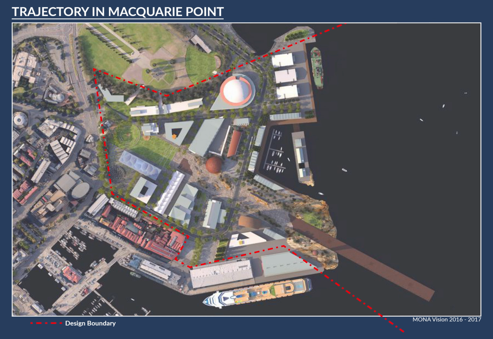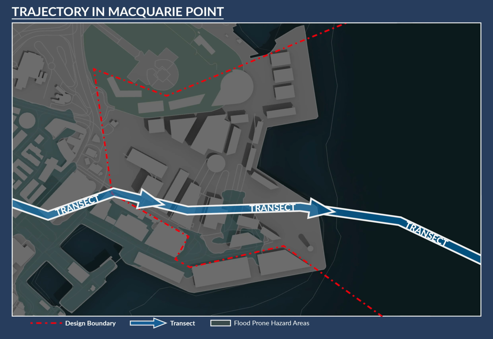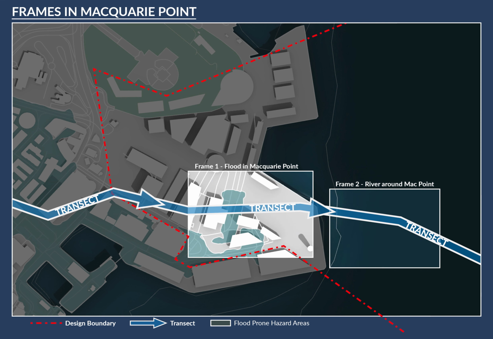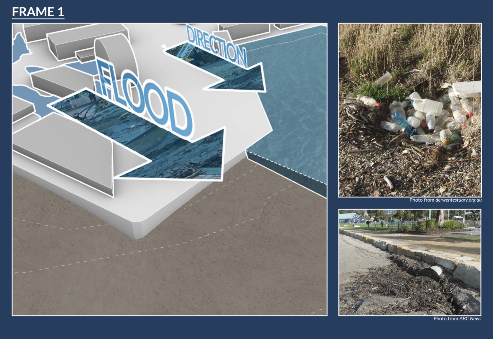This is the master plan from MONA, and here is the design boundary and the explicit trajectory on the site. I established two frames in this site based on the two challenges I mentioned before. Frame 1 covers the flood area in Macquarie Point, and the second one mainly focuses on the pollution in Derwent River. I found the sewer system could sometimes overflow when heavy rain or storm comes.